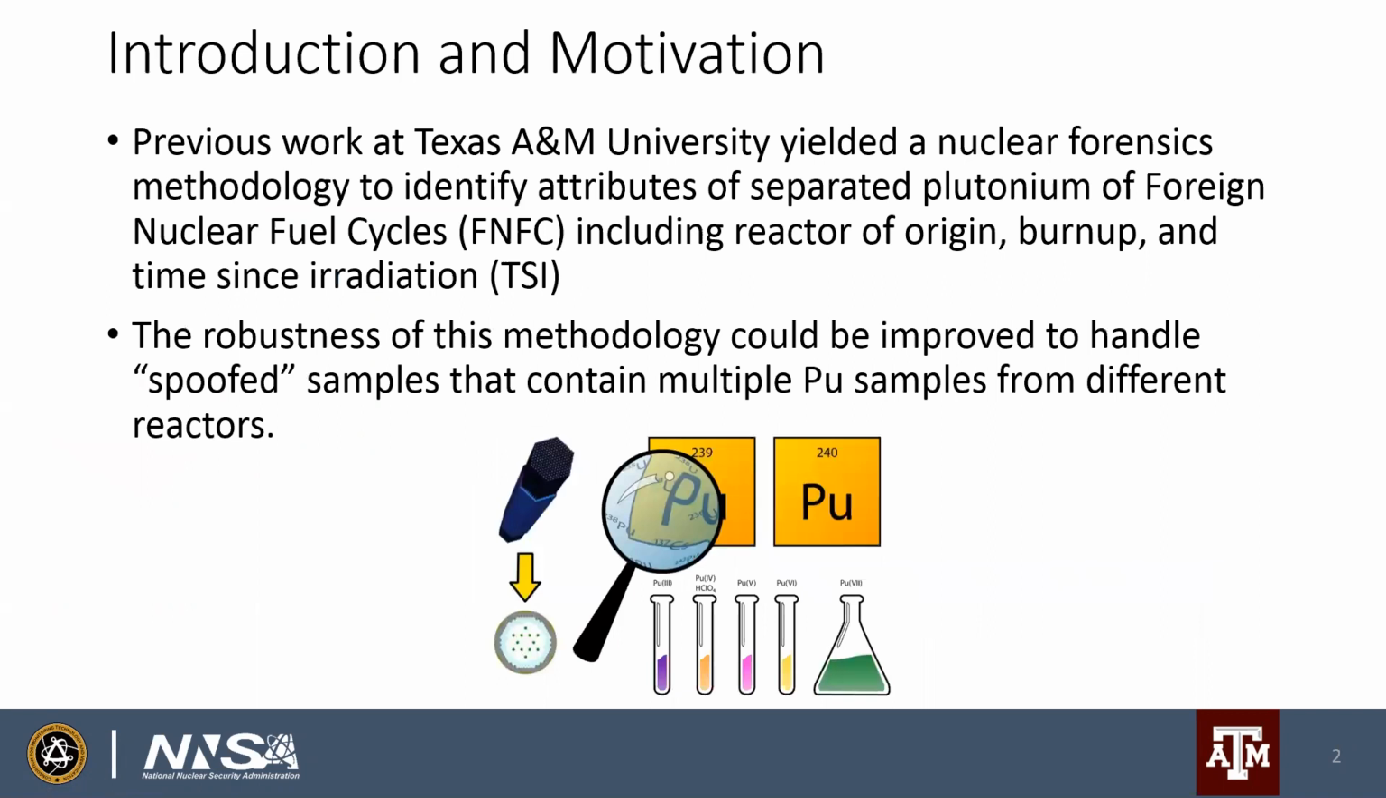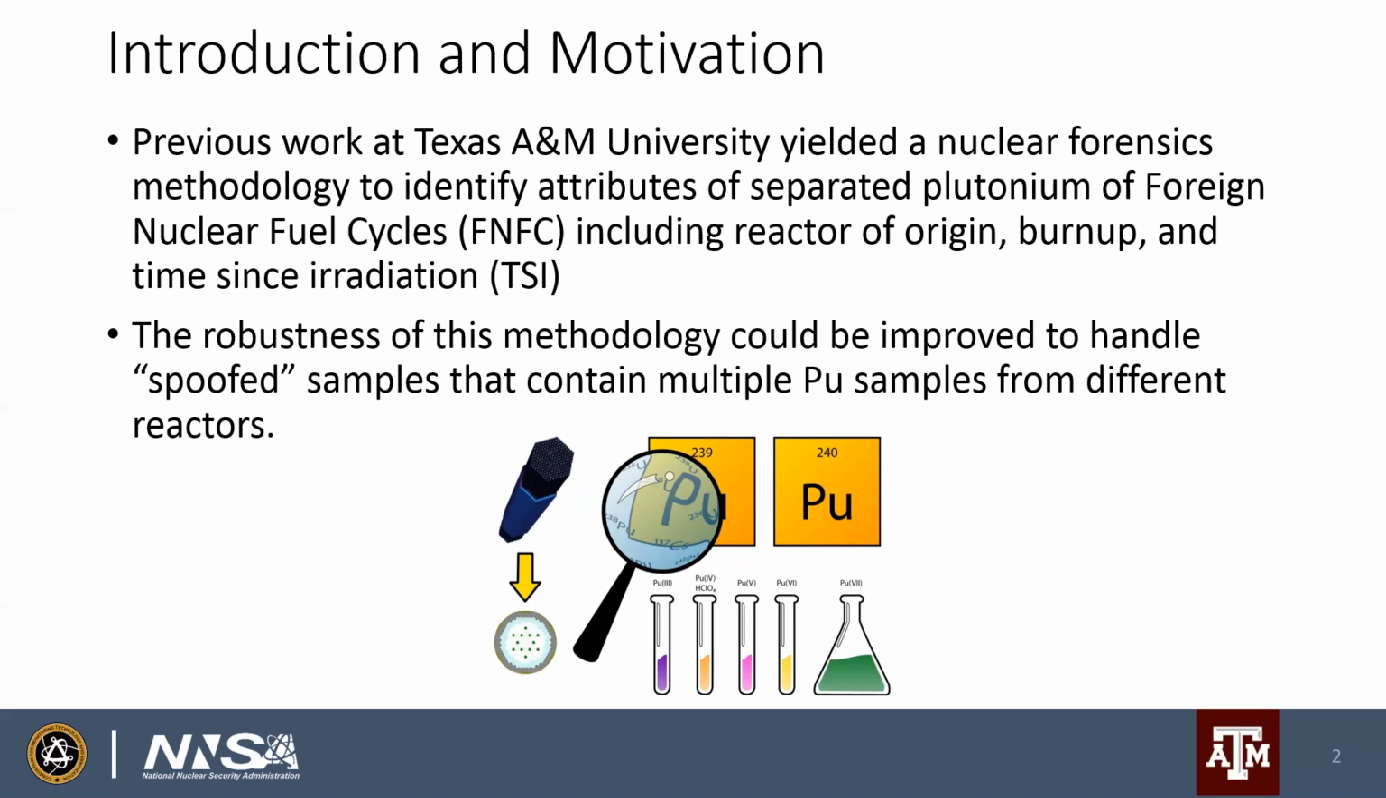So previous work at A&M was able to produce a nuclear forensics methodology capable of finding the reactor of origin, burnup, and time-sensitive radiation of separated plutonium, and it's a very good methodology. However, we noticed that there is a weakness in that it is only able to attribute plutonium that is from one reactor type with one burnup and one time sensitive radiation.